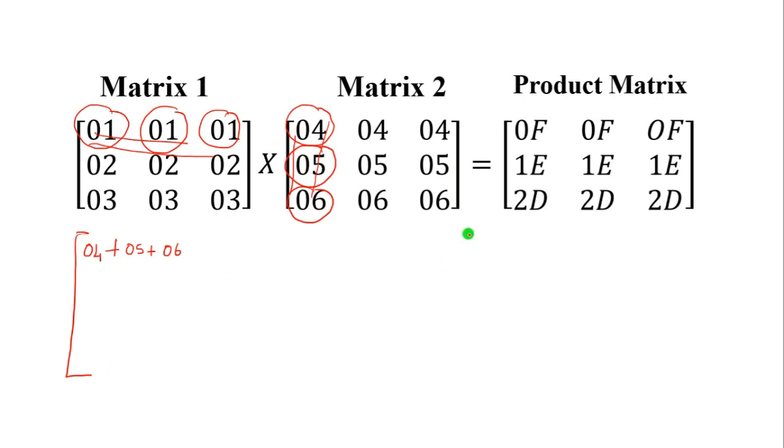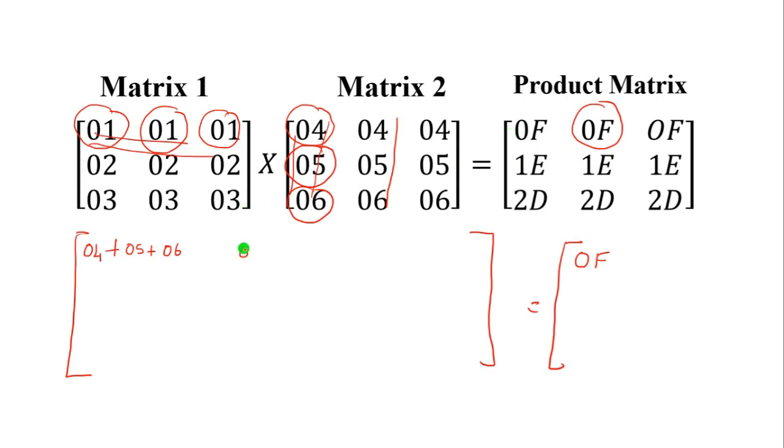Okay, the result is 4 plus 5, this is 9. 9 plus 6, this is 15. Okay, what is the next one? This row is to be multiplied with this column. That means the first row is to be multiplied with the second column of the second matrix. The result is the second element of the product matrix.